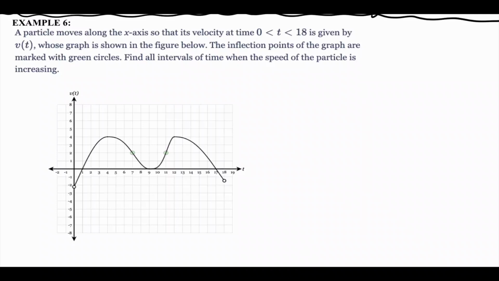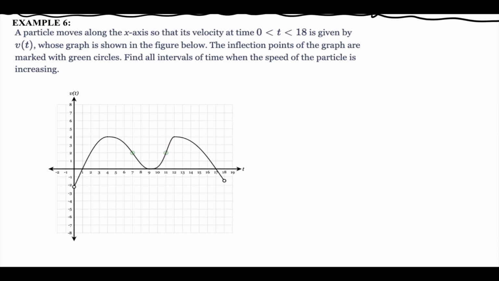Okay, so when we're analyzing graphs, again, we're reading what we have, what do we have in front of us, and what are we looking for, and then kind of translating that into what we know. Okay, so a particle moves along the x-axis, so that time goes from 0 to 18.